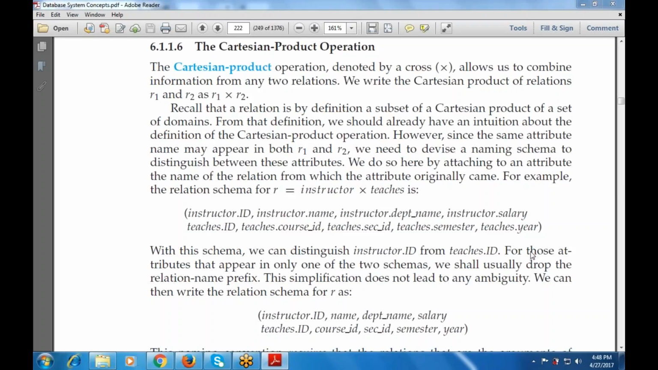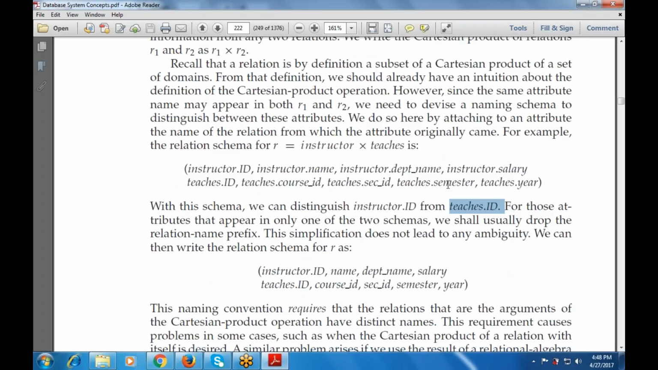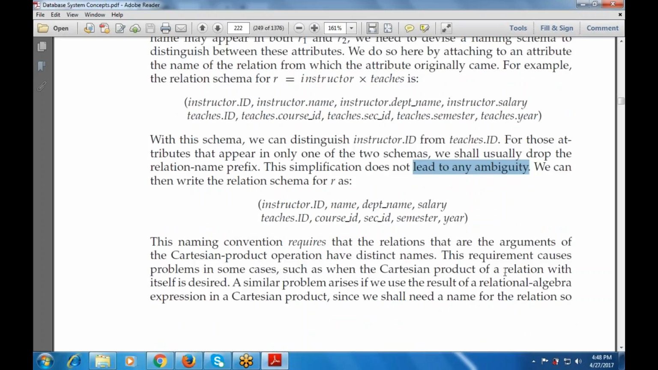Now we are talking about the relation schema of the two tables, that is instructor times teaches: instructor.ID, instructor.name, instructor.department name, salary, then teaches.ID, course ID, section ID, semester and year. With this schema, we can differentiate instructor ID from teaches ID. And for those attributes that appear in only one of the two schemas, we shall usually drop the relation name prefix. This simplification does not lead to any ambiguity. So we can then write the relation schema for R as instructor.ID, name, department name, salary, teaches.ID, course ID, section ID, semester and year.